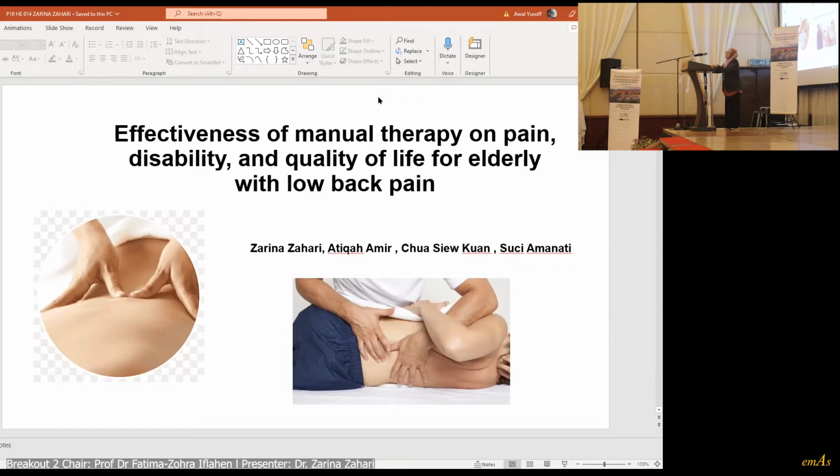Okay. All right, my second presentation is about the effectiveness of manual therapy on pain, disability, and quality of life for elderly with low back pain. Okay, this time is about the elderly population.